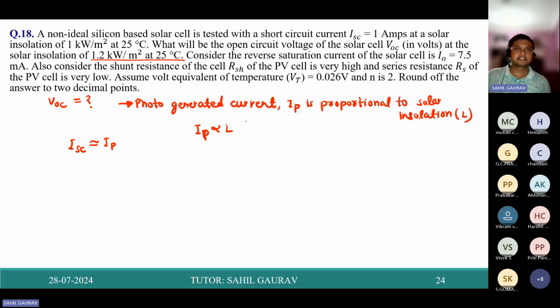Therefore, for the first case, when the solar insulation is 1 kilowatt per meter square, IP1 is equal to 1 ampere, because IS is given as 1 ampere. Now, how can we find IP2? We use this expression.